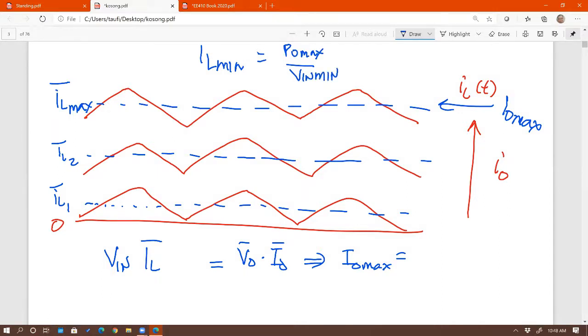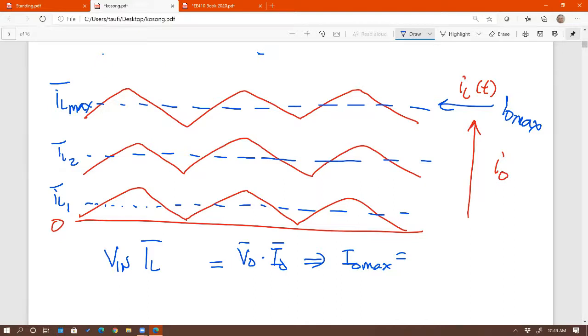Oh, no. IL min, IL average, right? This is average value. I don't think I have an equation for IL min. I have the equation for IL without the bar. I have this equation, but I don't think I have this equation. Oh, did I just write it wrong? Is it IL max average? I may have written it wrong. I'm not sure. I'm going to assume I did.